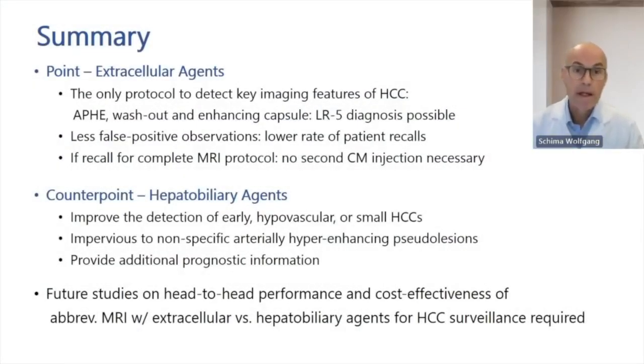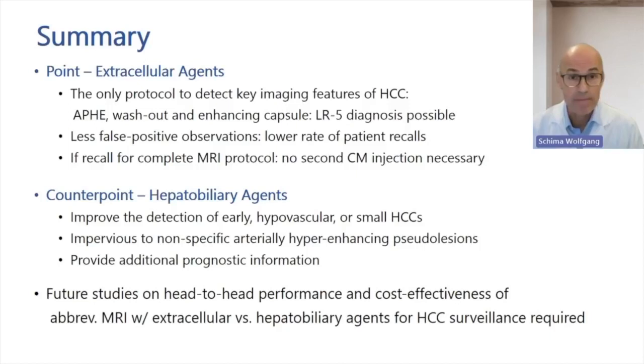In summary, abbreviated MRI protocols with extracellular contrast agents have the following advantages. This DCE protocol is the only protocol where you can detect the key imaging features of HCC. It is the arterial phase hyperenhancement, the washout, and the enhancing capsule, so you can make the diagnosis of a LIRADS 5 observation, so a definitive diagnosis of HCC with an abbreviated protocol. It provides fewer false positive observations, so you have a lower rate of recalls. And if you have to recall a patient for a complete or full MRI protocol, there is no second contrast media injection necessary.